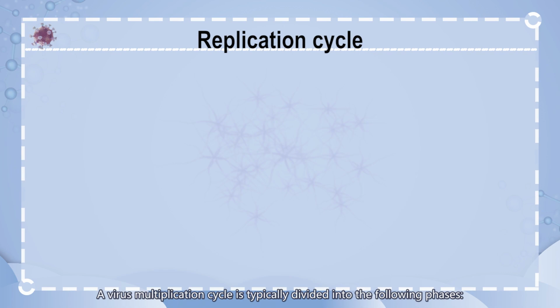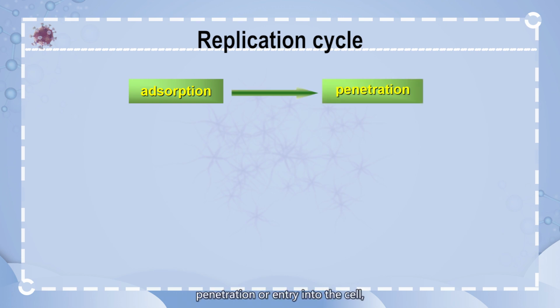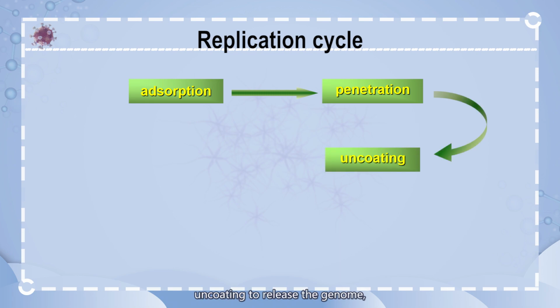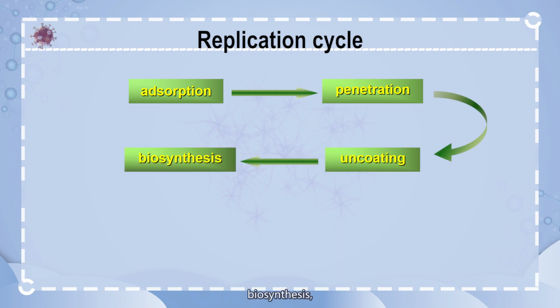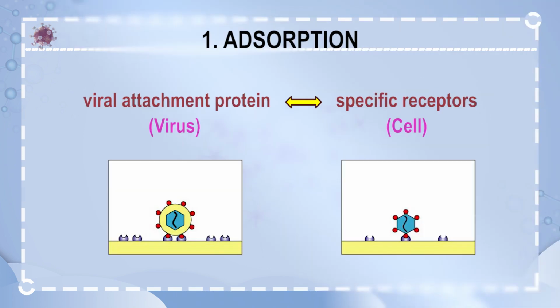A virus multiplication cycle is typically divided into the following phases: adsorption to the host cell, penetration or entry into the cell, uncoating to release the genome, biosynthesis, the process of virion component production, and finally, the progeny virions are assembled from the replicated genetic material and newly made capsid proteins, get maturation, and release from the cell.